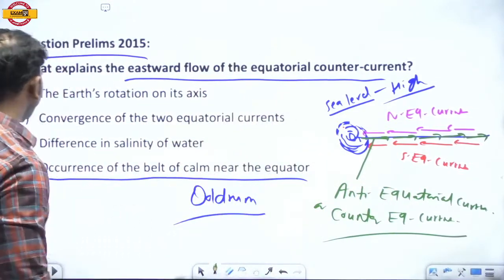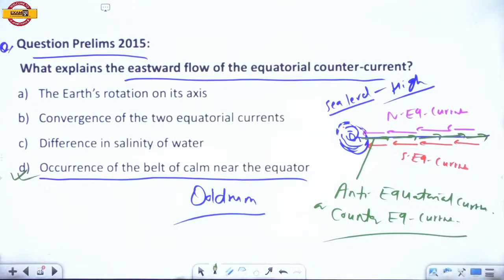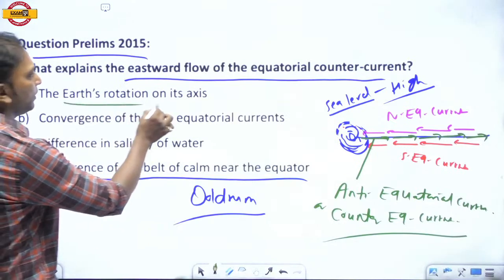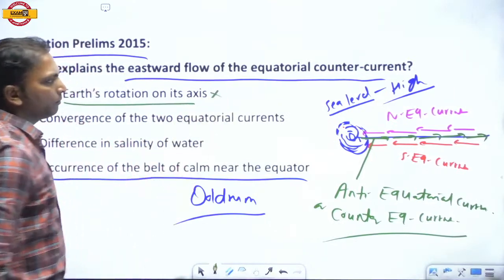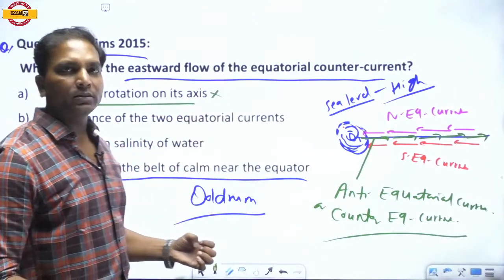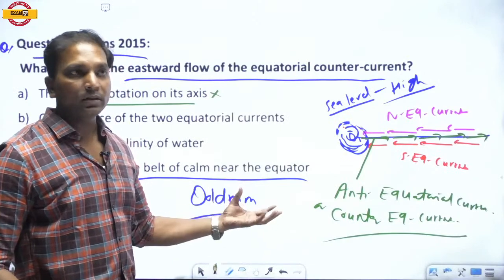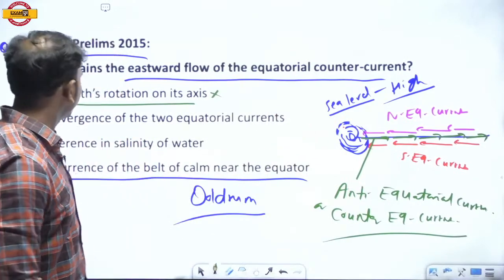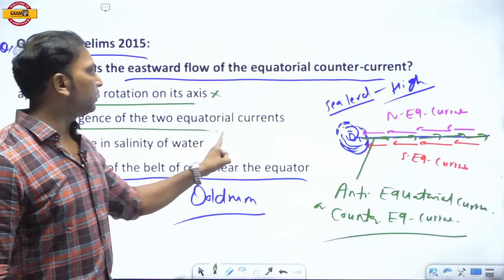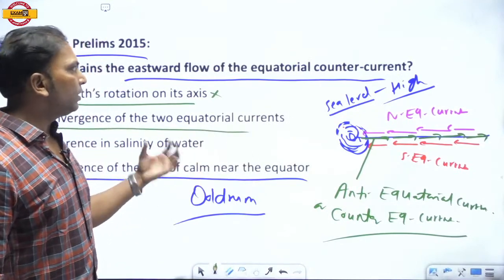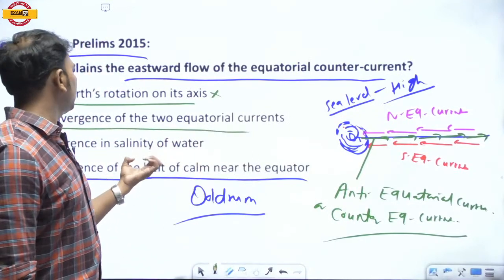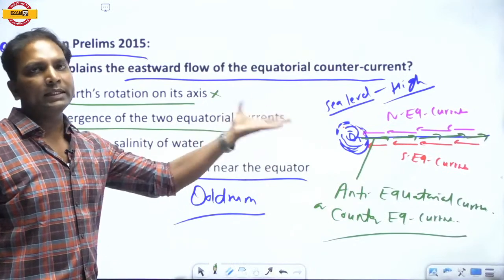So here is the question, and the answer is occurrence of the belt of calm near the equator. The question demands the earth's rotation on its axis. Totally wrong, because the earth rotates from west to east, and the current is also flowing from west to east. Convergence of the two equatorial currents. That is not the only feature, the convergence of the two equatorial currents will generate it.